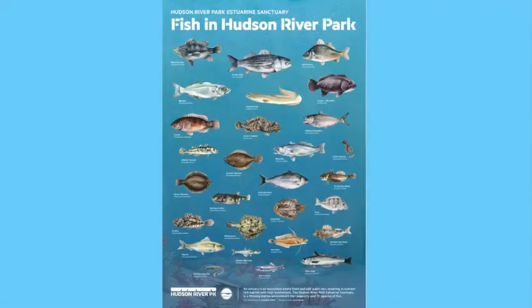There are more than 200 species of fish in the Hudson River, and they come in all different shapes and sizes. These are the types of fish we see the most in Hudson River Park, where there are about 70 different species. Can you find the striped bass? Here it is, right at the top.